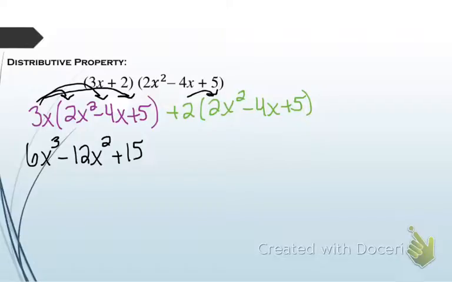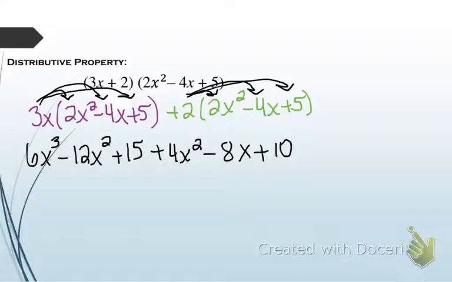2 times 2x squared, that is a 4x squared. 2 times negative 4x, negative 8x. 2 times 5, positive 10. Alright, pretty long. The next thing is commutative property. Move things around so we have the like terms next to each other.